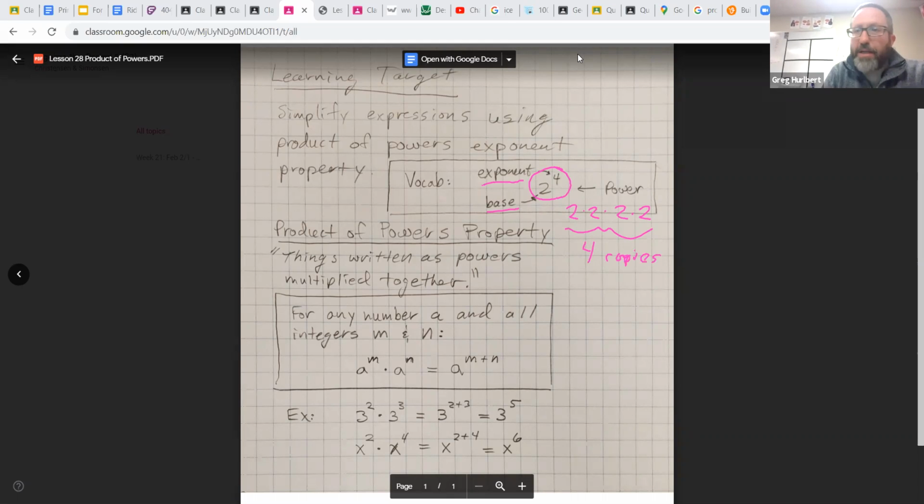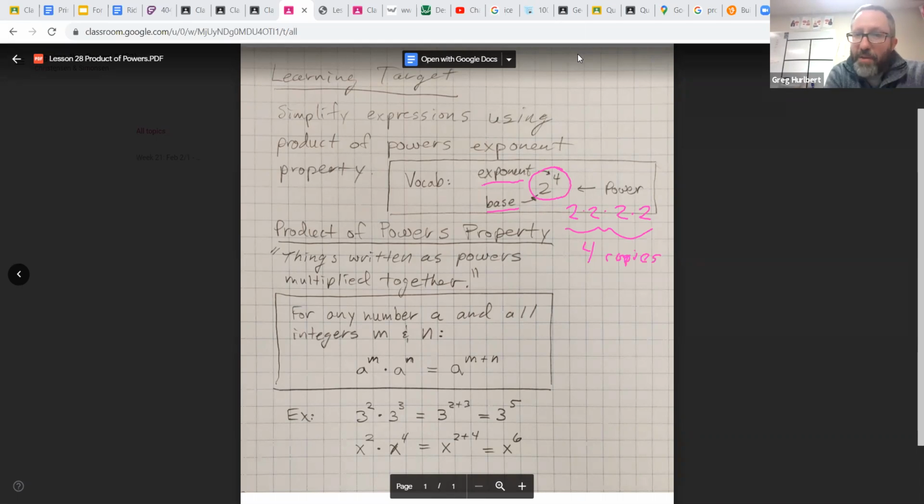Okay, and now to the property. So this is the product of powers property. And the word product means multiply. Powers, we said that is anything that's written with a base and an exponent. So what this translates to, product of powers, means things written as powers that are multiplied together. That's what product of powers is.